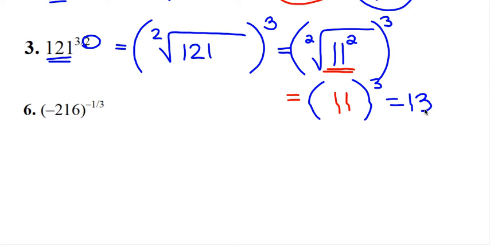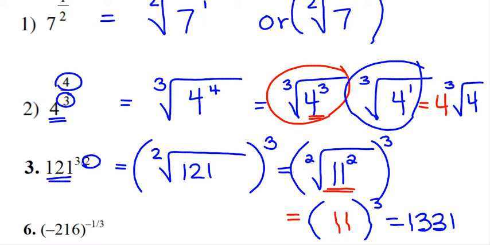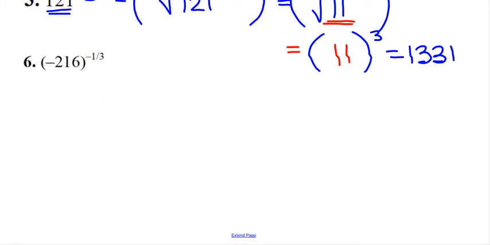So we have 11 times 11 times 11, which is 1,331. Next one.